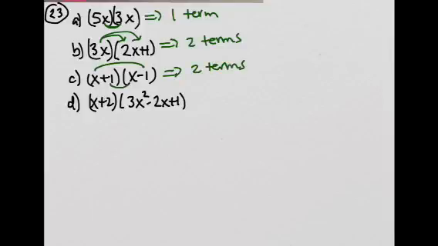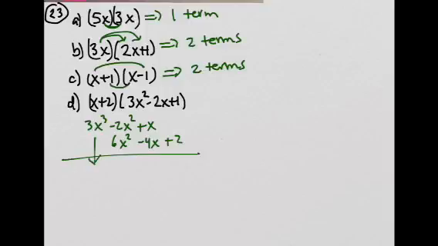For D, when you distribute, notice what happens. You get 3x cubed minus 2x squared plus x, and then you distribute the 2, so you get 6x squared minus 4x plus 2. So this is going to give you one term, one term, one term, one term. So it's going to be a total of 4 terms in your answer.